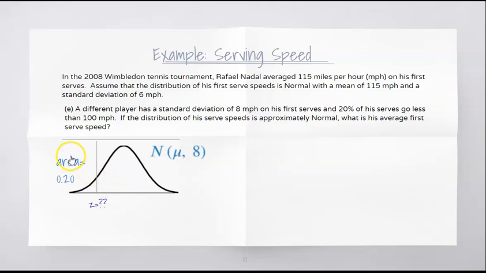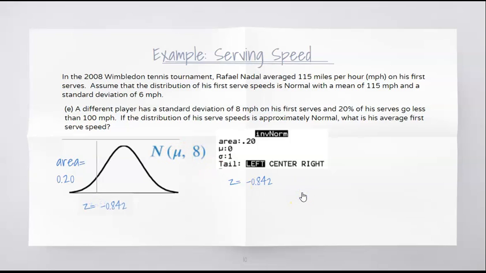And again, if it's an area problem going to a z value, I'm going to use the inverse norm function. Notice I'm going to use left tail this time. Mu is still 0, sigma is still 1 because I'm looking for the z-score. It gives me a z-score of negative 0.842. And that will help me then find my mean.